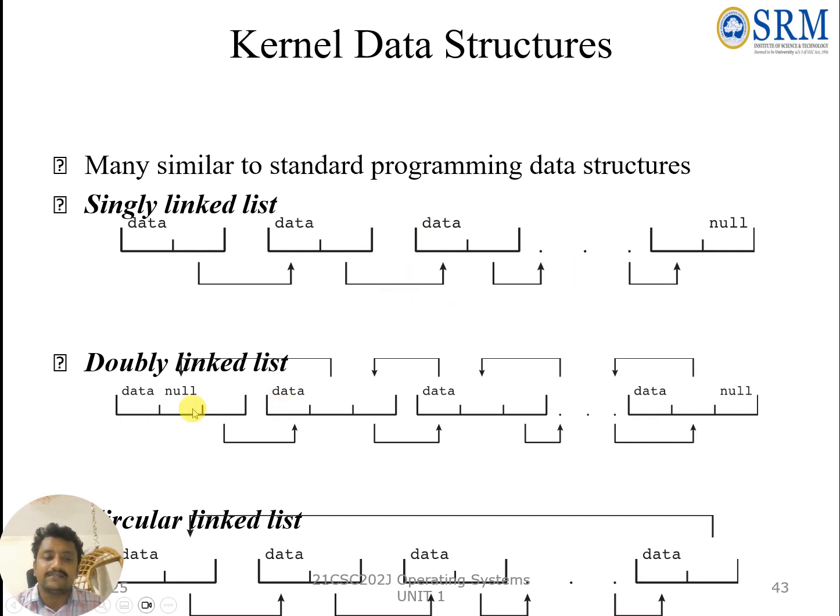If it is doubly linked, we have a block of three cells that will contain the data, null and the tail.